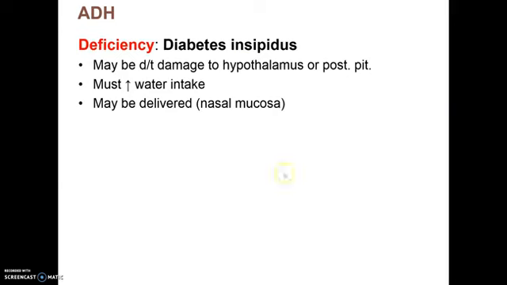Deficiency of antidiuretic hormone causes diabetes insipidus. This is different from diabetes mellitus, and this condition is due to damage to the hypothalamus or posterior lobe of the pituitary gland, or too much water intake. ADH can be delivered through the nasal mucosa. This deficiency of ADH causes diabetes insipidus. We need to go to the bathroom so often that we become dehydrated.